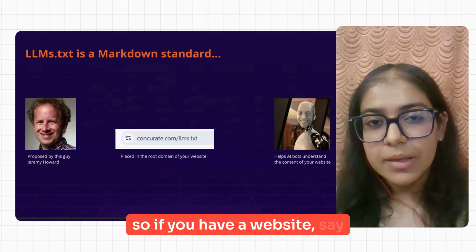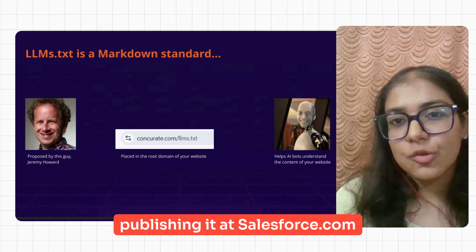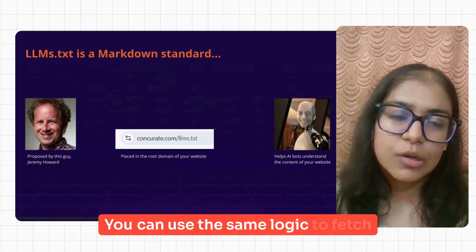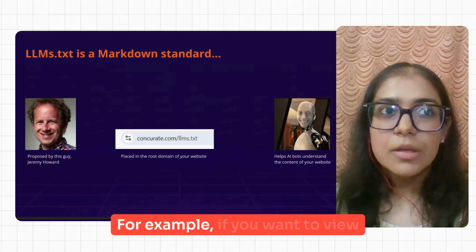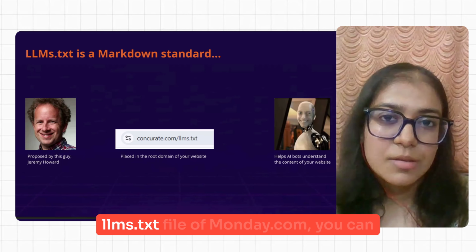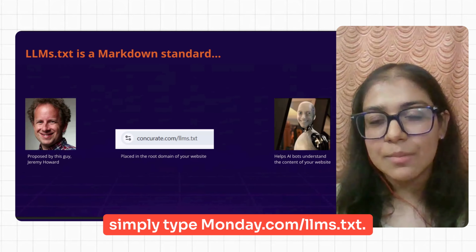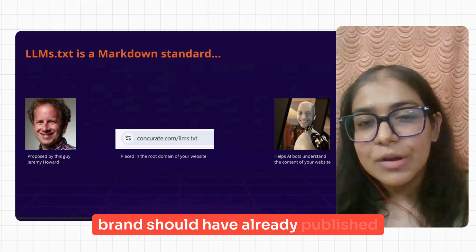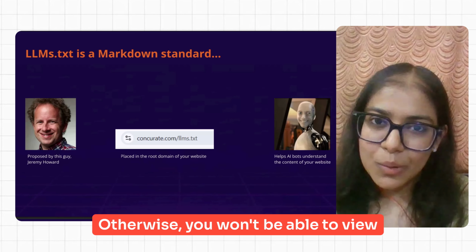So if you have a website, say salesforce.com, you will be publishing it at salesforce.com/llms.txt. You can use the same logic to fetch an llms.txt file from any other brand. For example, if you want to view the llms.txt file of money.com, you can simply type money.com/llms.txt. The only condition is that that brand should have already published the llms.txt file. Otherwise, you won't be able to view it.